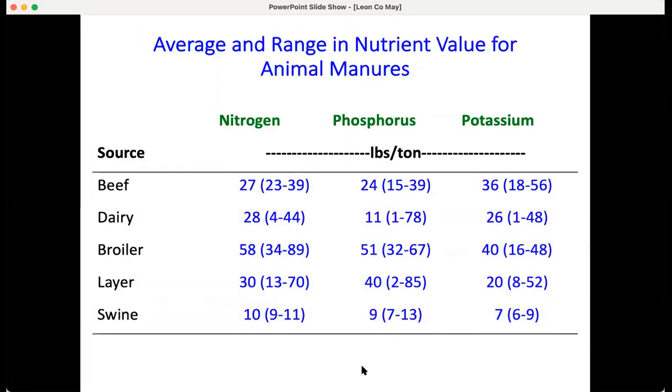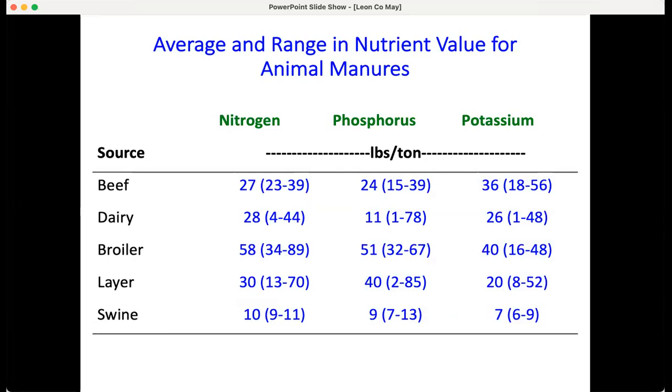Because it's highly variable, a lot of people will apply broiler litter or poultry litter based on the amount of nitrogen they need. Now, unfortunately, poultry litter has about as much, if not more, phosphorus at times than nitrogen. So, if you haven't used poultry litter before, that's fine going off of the amount of nitrogen.